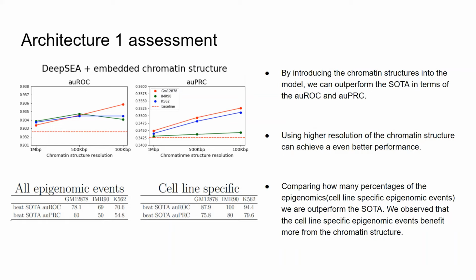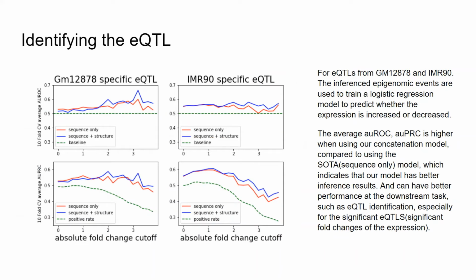By incorporating the chromatin structure and the genome sequence, we beat the SOTA in terms of AUROC and AUPRC, and the higher the chromatin structure resolution we use, the better performance we have. At the same time, we find that the cell line-specific epigenomic events benefit more from the chromatin structure, as a higher percentage of them beat the SOTA compared to the general performance.